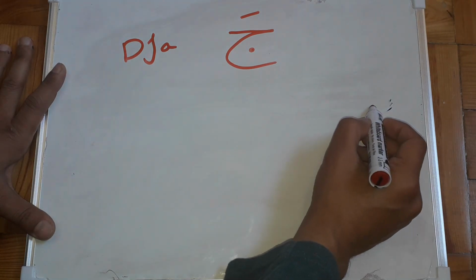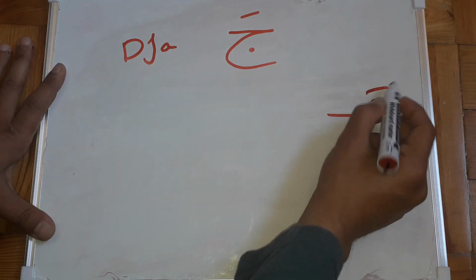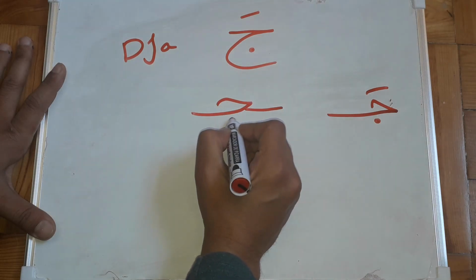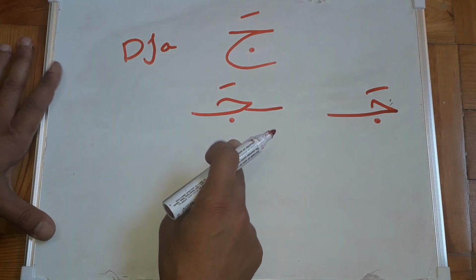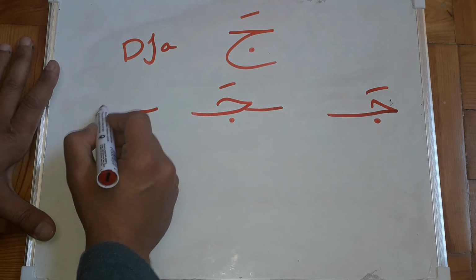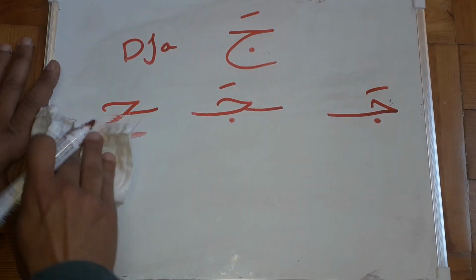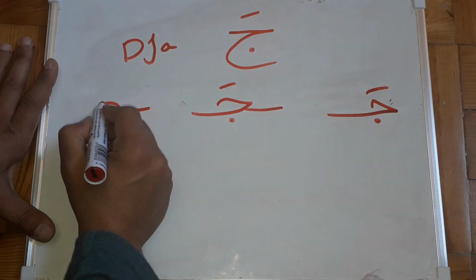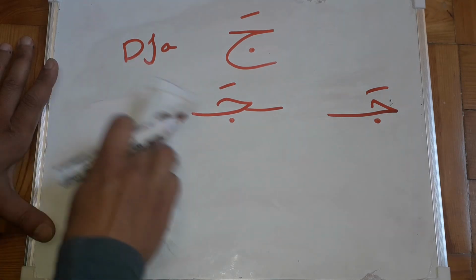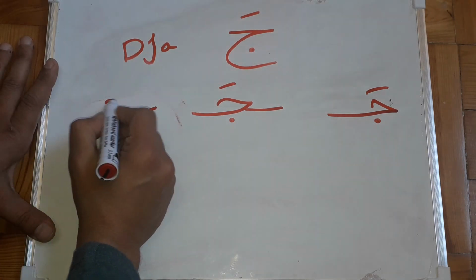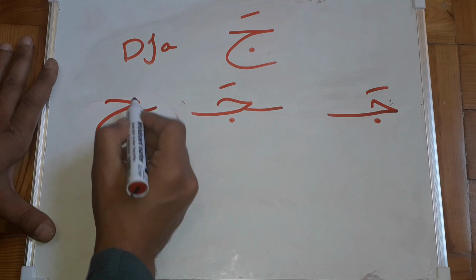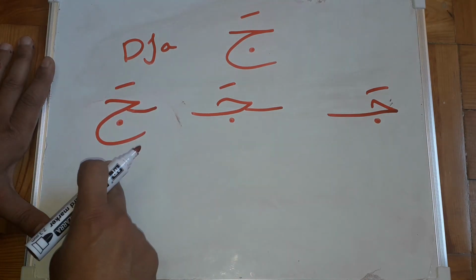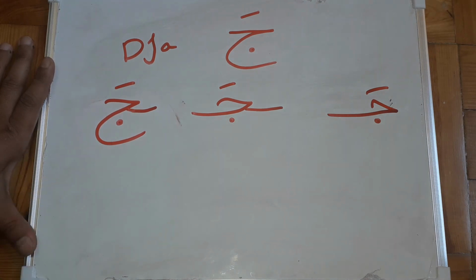So Ja in the beginning of the word is like this. Ja. In the middle of the word is like this. Ja. In the end of the word is, oh my god, sorry. It's hard to write like this. So in the end of the word, it is like this. Okay? So I have ja, ja, ja. Okay? So let's get started.